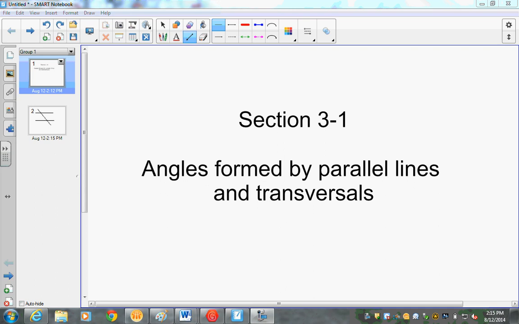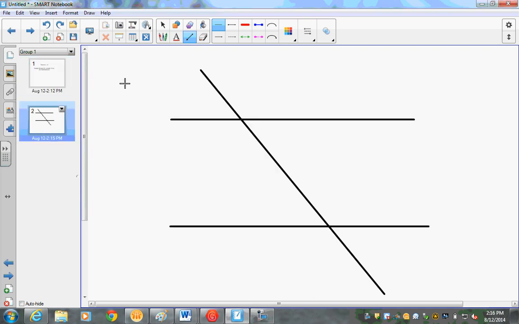Okay, geometry students, we're going to be going over section 3.1 today, and it's angles formed by parallel lines and transversals. Now, we're going to go ahead and just dive right into it. So if you need more assistance or if you want to take some notes, feel free to check out your book. Here we go.